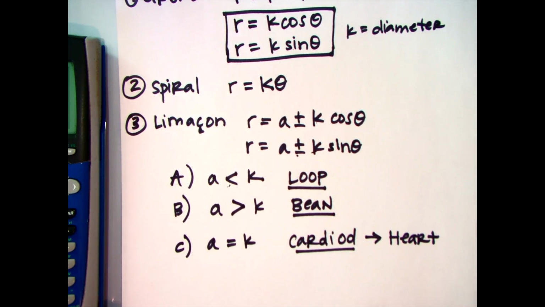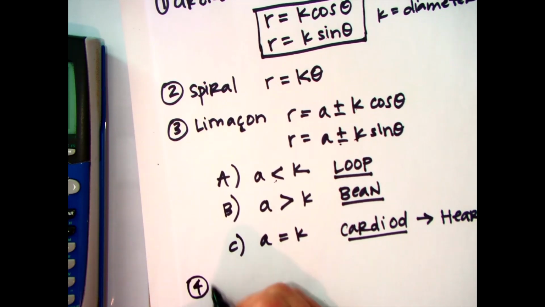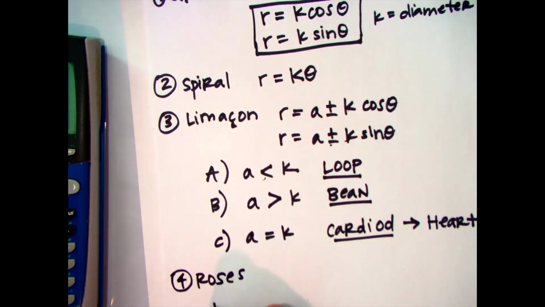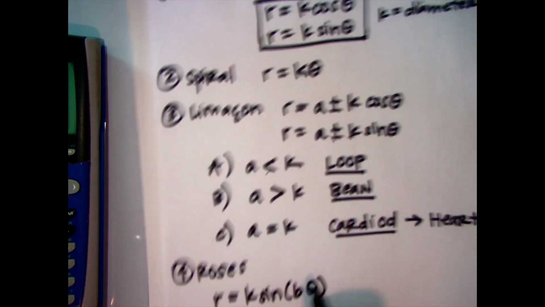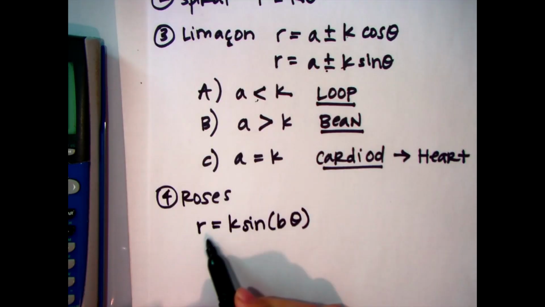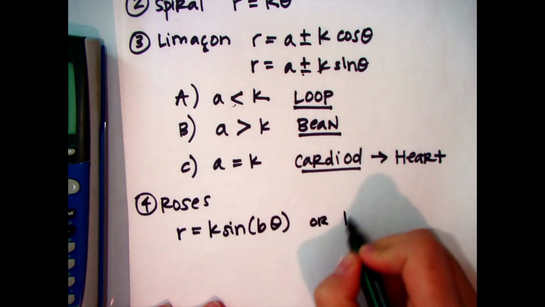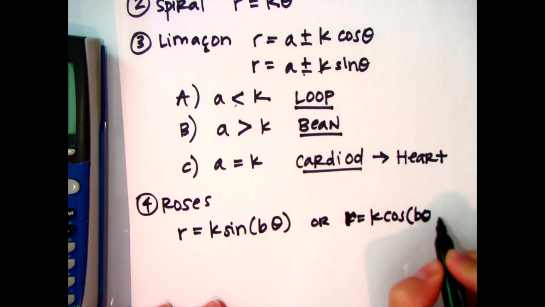I can't think of anything else to say about those right now, so let's go to the next type. Next one are roses. Roses have different types of equations, either k times the sine. I'm going to introduce a new parameter here, b. So r equals k times the sine of b theta, or we can swap that out: r equals k cosine b theta.